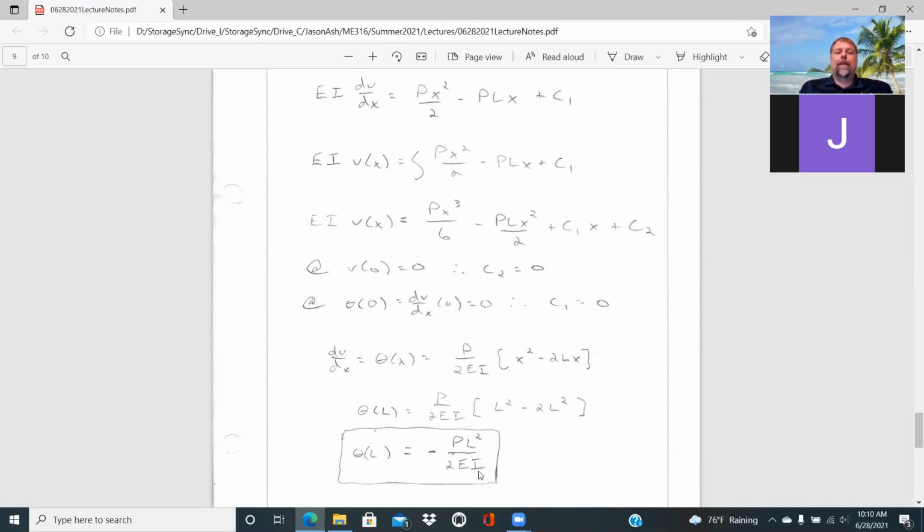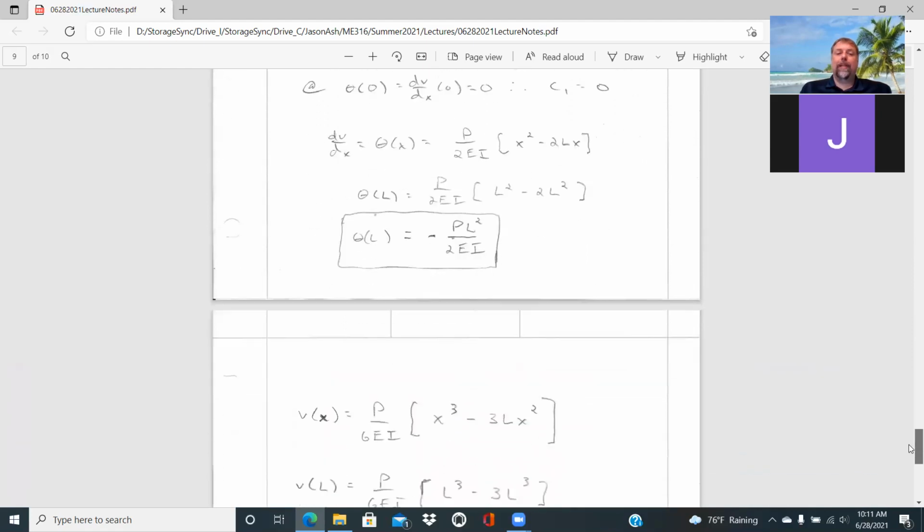And one thing I don't know if I mentioned about the slope, this will be defined in terms of radians. We'll have Young's modulus as a unit of force per length squared. So we'll have length to the 4th on the top, length to the 4th on the bottom with the area moment of inertia, and the load canceling. So it will be unitless, but that will be in radians. So that's the slope at L.